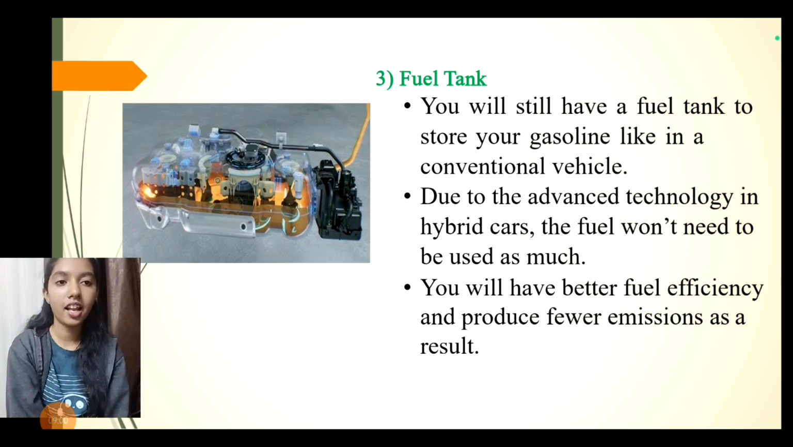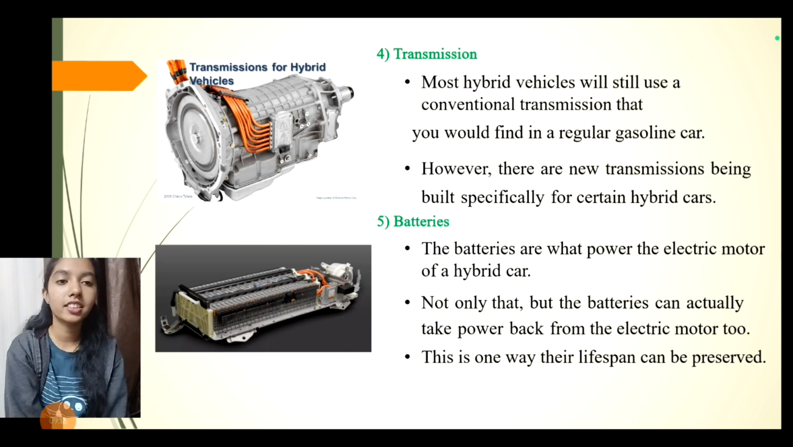Fuel tank. You will still have a fuel tank to store your gasoline like in a conventional vehicle. Due to the advanced technology in hybrid cars, the fuel won't need to be used as much. You will have better fuel efficiency and produce fewer emissions as a result. Transmission. Most hybrid vehicles will still use a conventional transmission that you would find in a regular gasoline car. However, there are new transmissions being built specifically for certain hybrid cars.